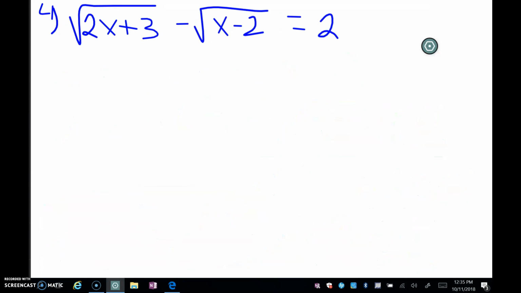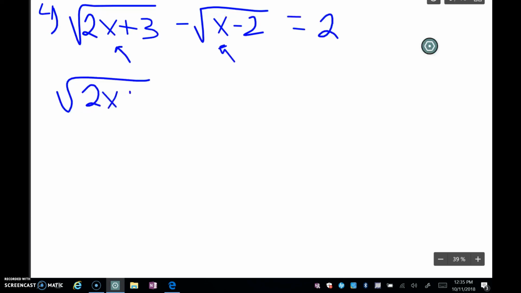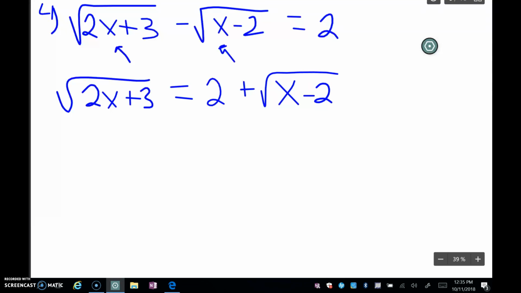This is the hardest kind because you've got 2 radicals in your problem. So what you want to do first is to get the radicals on opposite sides of the equation. So I'm going to bring over my square root of x minus 2, which makes it plus. Okay, so I've put my radicals on opposite sides of the equation. And so that's my first step, is to make sure you get radicals on opposite sides.